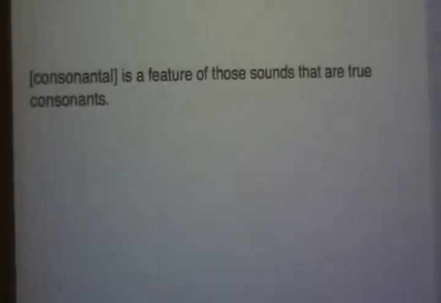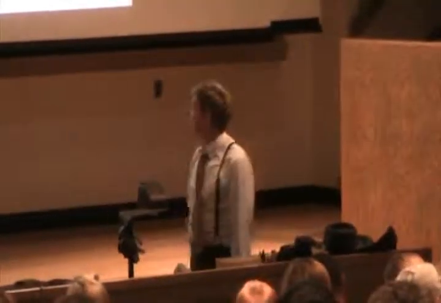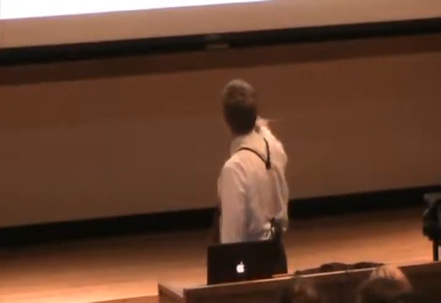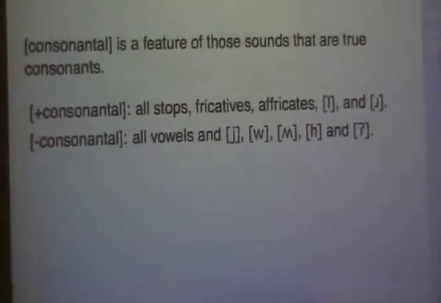Consonantal is a property that only consonants can have. So if something is plus consonantal, it is a consonant. Sadly, some consonants are minus consonantal. There are some sounds that lie somewhere between a vowel and a consonant. They're not really vowels, and they're not quite consonants either. These are those sounds. So these are the sounds that are neither consonant, they're minus consonantal, nor are they vowels. They are minus vocalic as well.